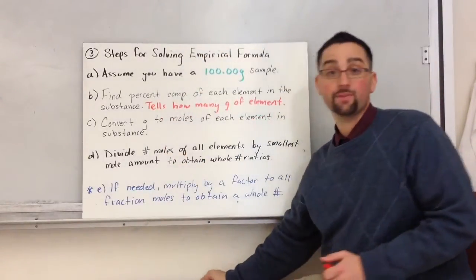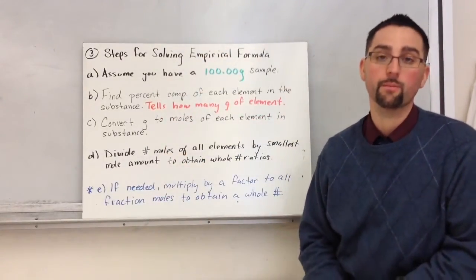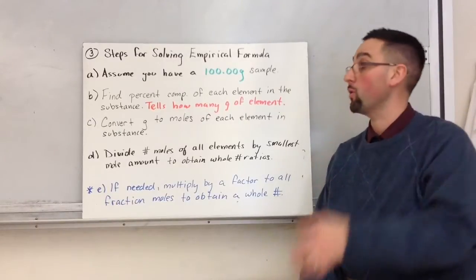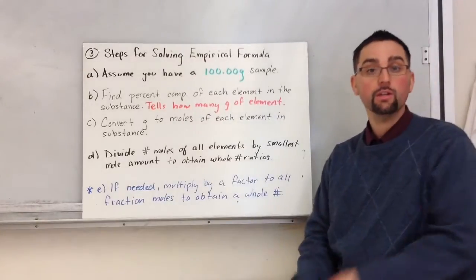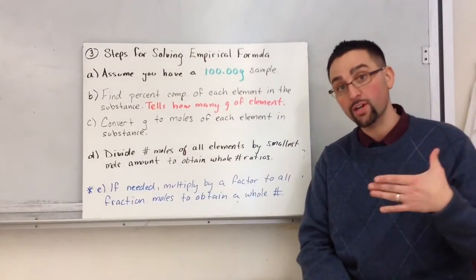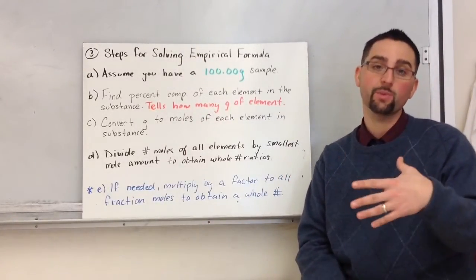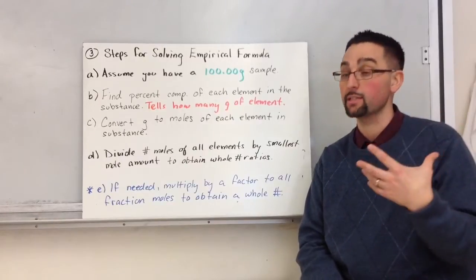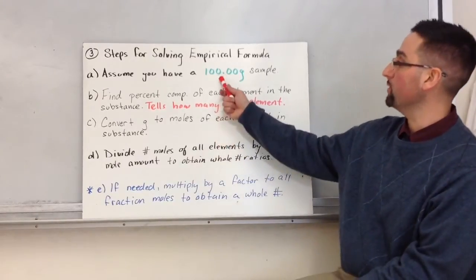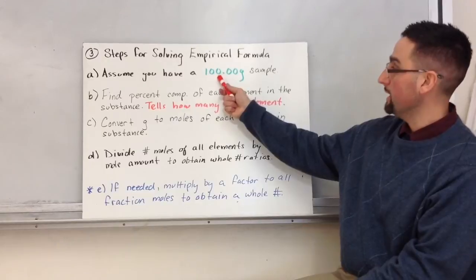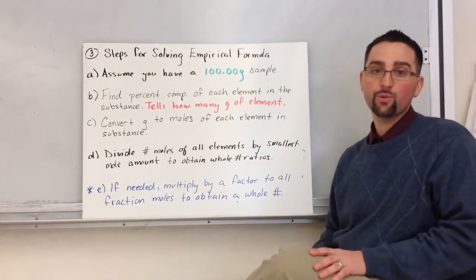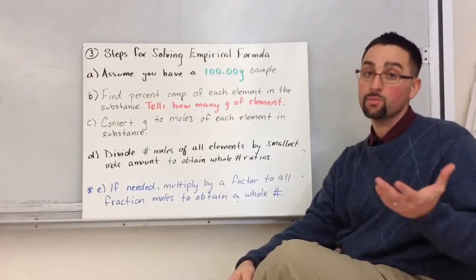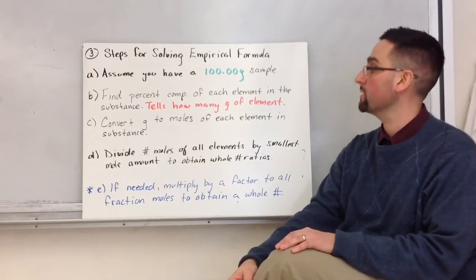All right, so the steps. How do I solve for empiricals if I'm given a problem in class or for homework? Here are the steps. First thing you're going to do is always assume you have a 100 gram sample, because that's going to make the numbers work and be nice and easy. Because all you have to do is, if you assume you have a 100 gram sample, all of your percent compositions become grams from percentages.